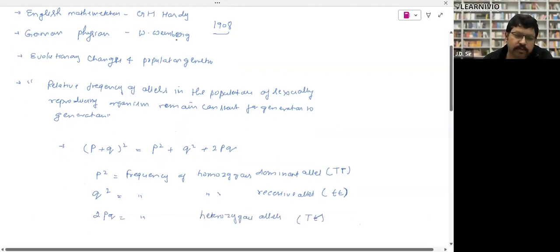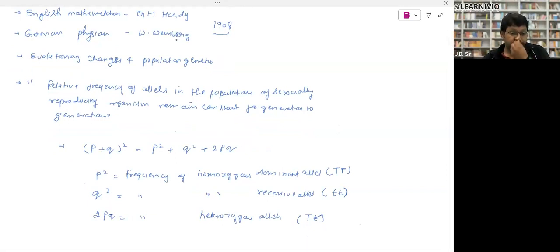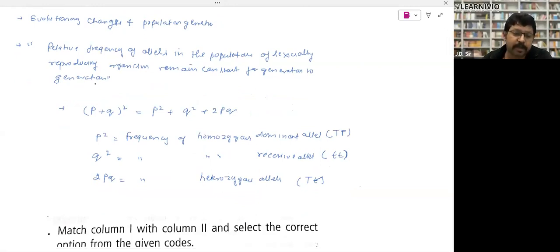So basically, the law was that the relative frequency of the allele in a population of sexually reproducing organisms remains constant from generation to generation. So the first condition was that the population should be sexually reproducing. So they designed a particular formula: (p plus q) square. When we open it using simple mathematics, it's p square plus q square plus 2pq.